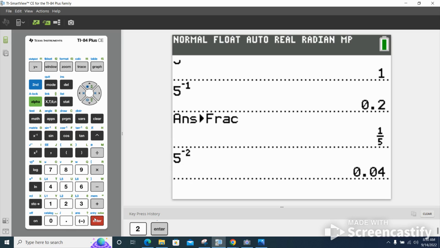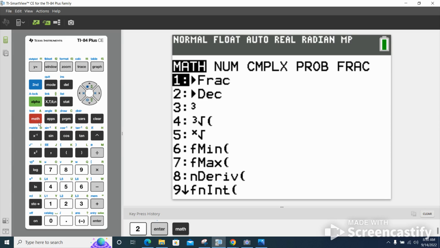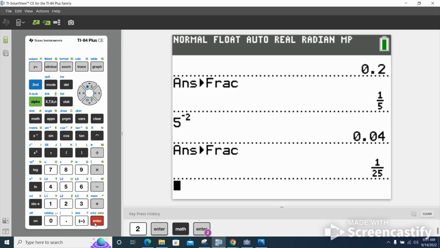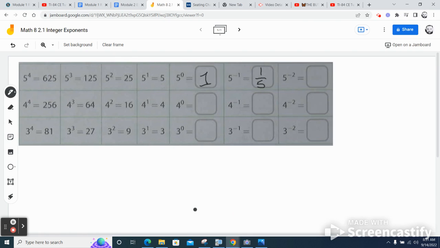All right. So now I got another decimal, but I want it as a fraction. I hit math. She's like, oh, Mr. Adams, you don't know how to do this? How can you teach me? You guys are funny. So again, you choose fraction, and I'm telling the calculator whatever the last answer was, let's convert that to a fraction. Hey, it's 1 over 25. That's cool. 1 over 25, right?